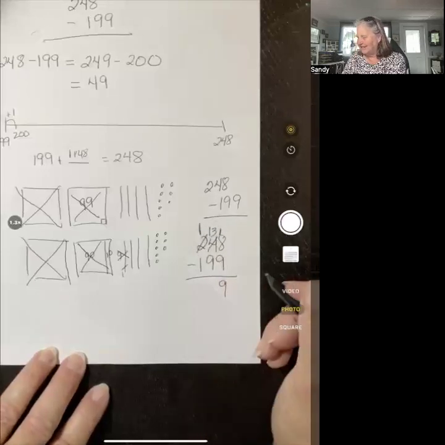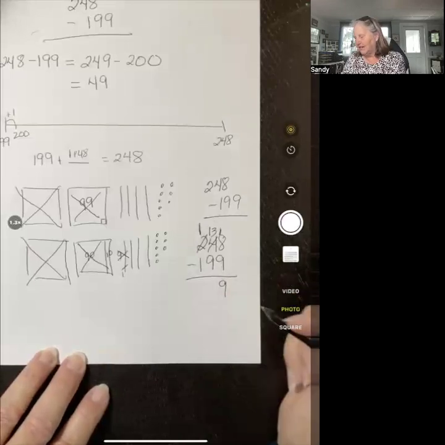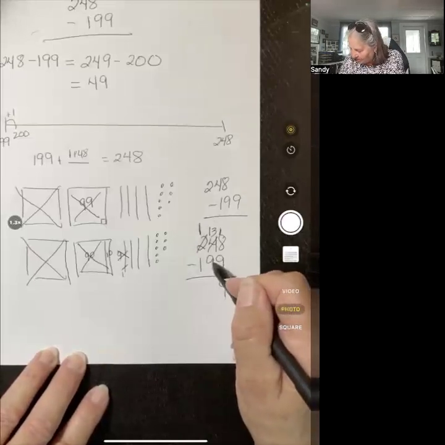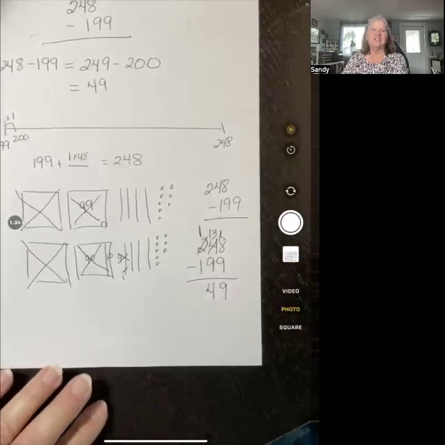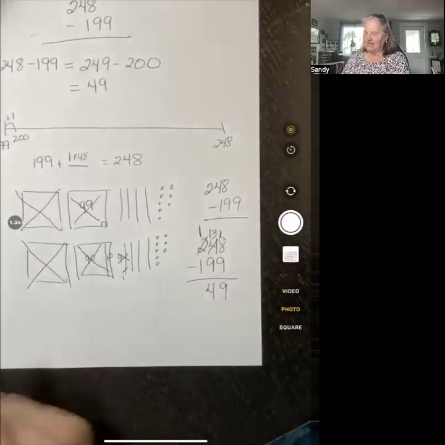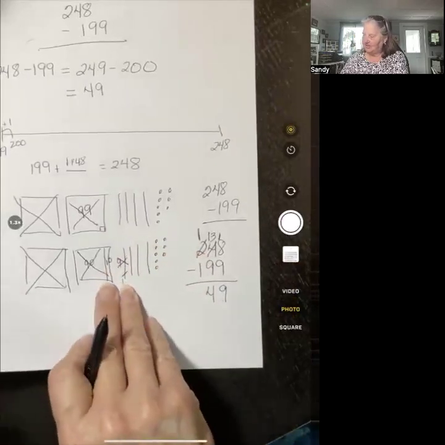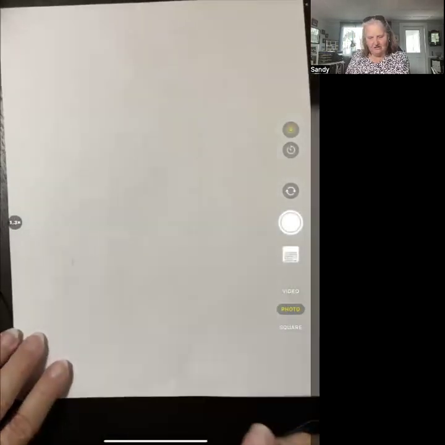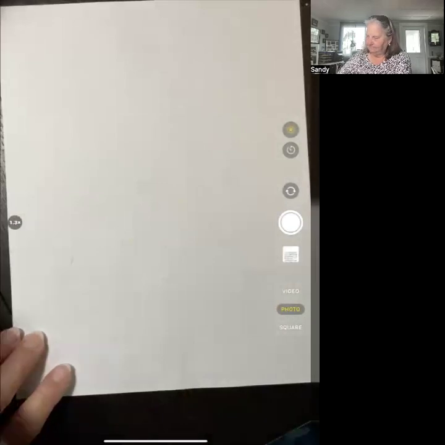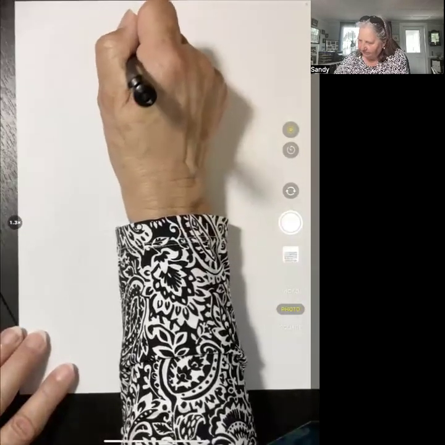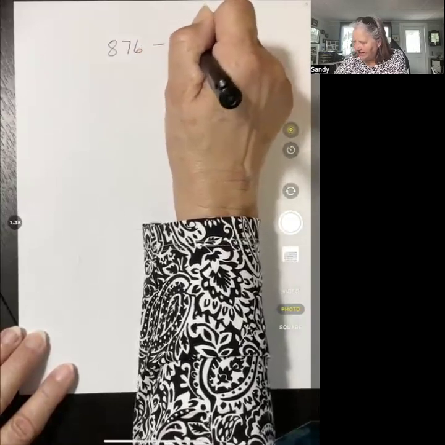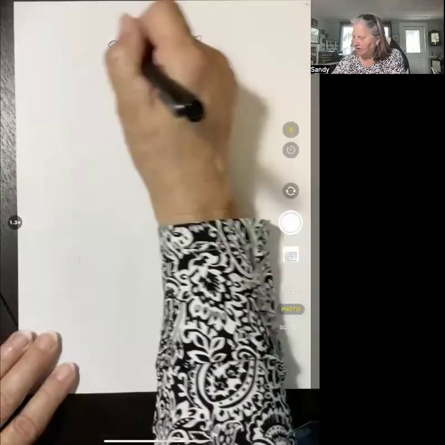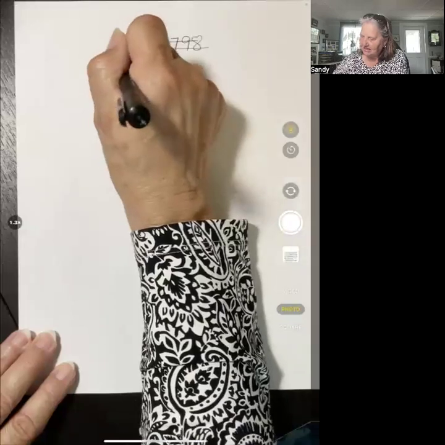18 ones minus 9 ones, remove 9 ones, leaves me with 9 ones. 13 tens, remove 9 tens, leaves me with 4 tens. It's equivalency. Okay? So that gives you that one. I'm just going to turn this over. And the last problem, 876 remove 795. Whoop. I'm wanting to make new problems each time, aren't I?